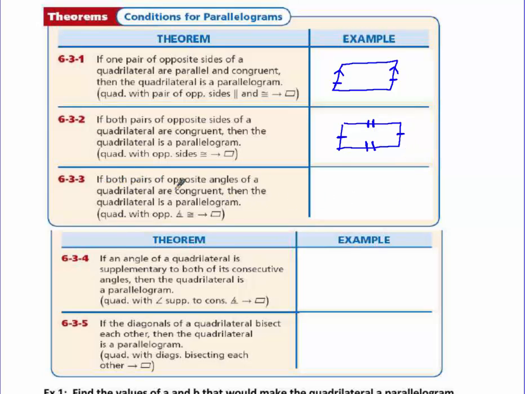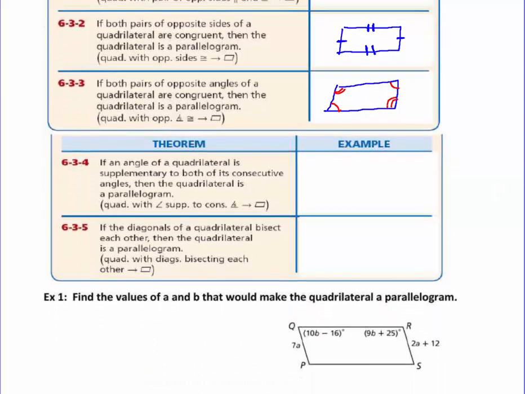All right, then if both pairs of opposite angles of a quadrilateral are congruent. So again, you'll see shapes like this, and they'll have both pairs of opposite angles marked as congruent for you like that. So when you see that, nothing is known about the side lengths. So we don't know parallel, we don't know congruent, but we do know the opposite angles are congruent, so that means this thing is a parallelogram and all the parallelogram rules apply.